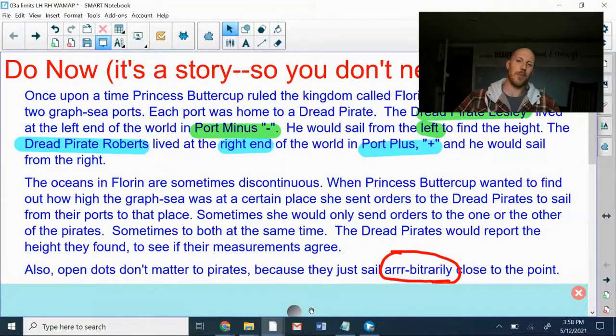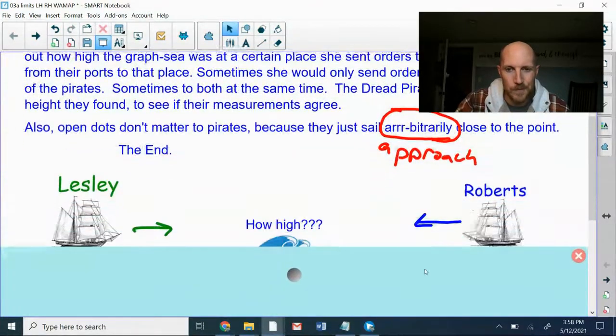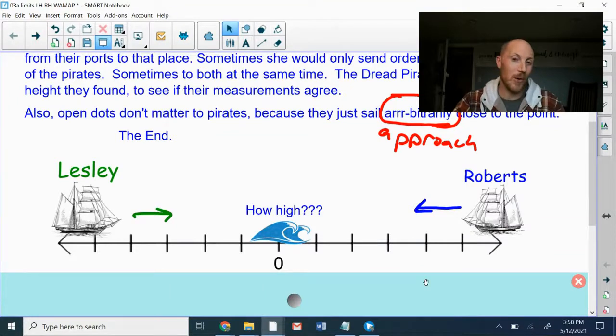Also, by the way, speaking of graph seas and dread pirates, open dots on graphs, holes in graphs, discontinuities in graphs, none of that stuff matters to pirates, right? They just sail arbitrarily close to a point, and that's an actual math word. It's not just because I wanted to say arr. They sail arbitrarily close to a point. It doesn't matter if the point exists or doesn't exist. Graph pirate ships follow different rules than graph walkers do. That's why we have graph pirates. Otherwise, we just use graph walkers all the time. So, the end. Also, bonus points if you know what movie I just ripped off.